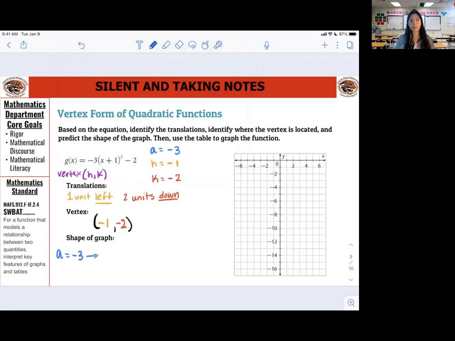What are some characteristics of the graph? It's going to face downwards. Faces downwards, good. And what else? It is reflected. We already said that. So it's opening downward because it was reflected, right? The negative sign tells me that it's going to be facing downward. But then what about the 3? What does that do?